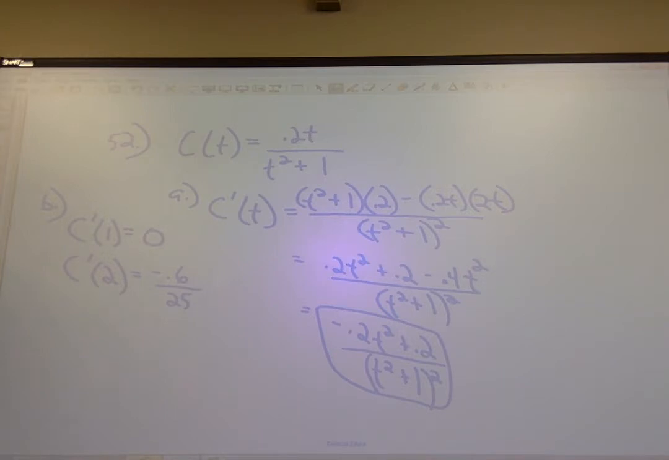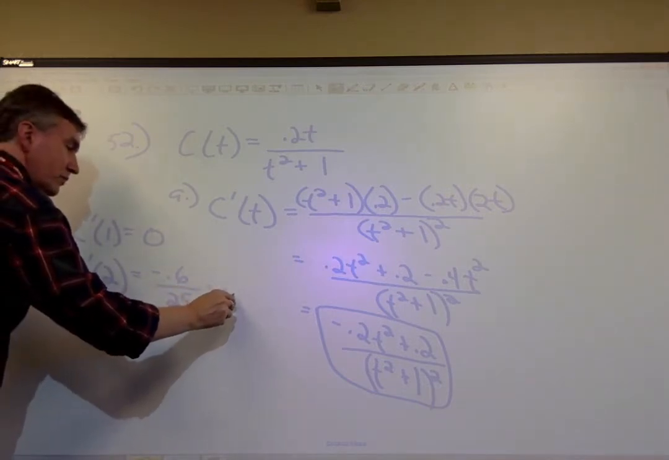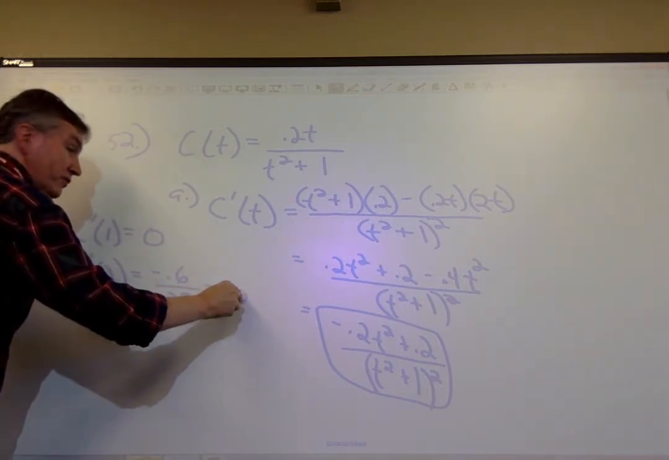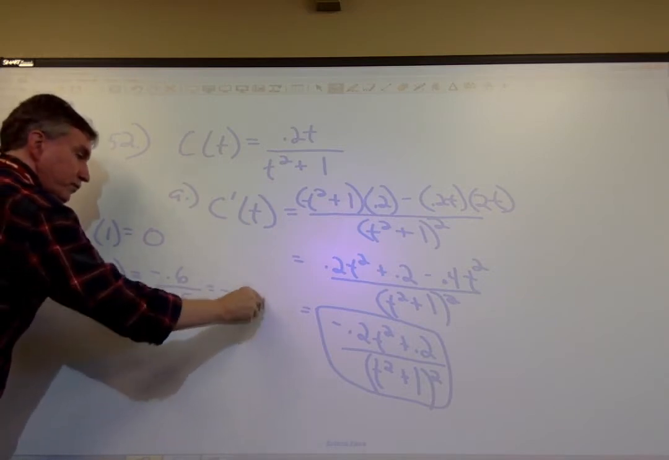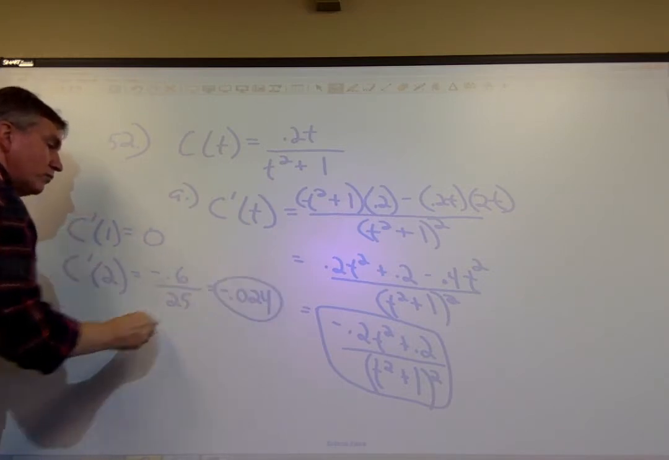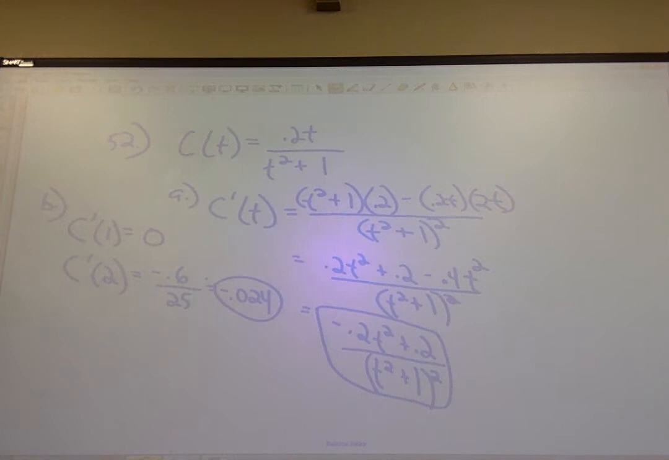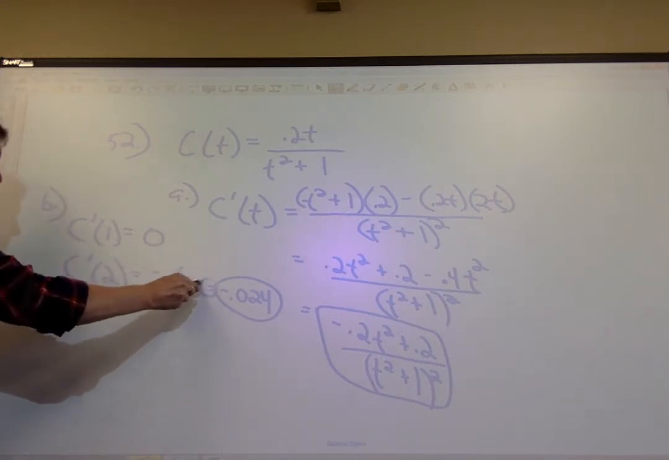Negative 0.8 plus 0.2. Give me the decimal for this on your calculator. Negative 0.24. 0.024. Yes. Approximately. Or is it exactly? Is that exactly? Exactly. No dot equals. Okay.